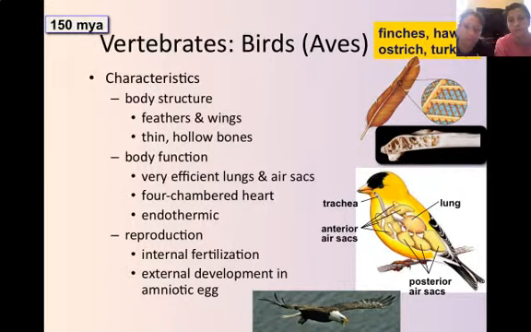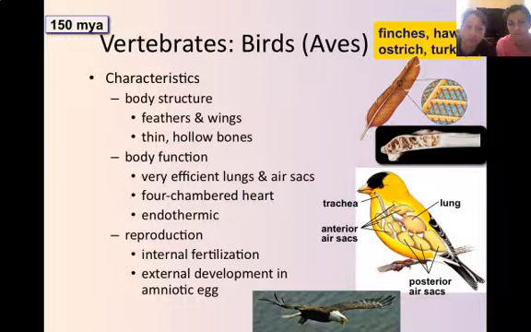Okay, so birds or aves, some examples they give: finches, hawks, ostrich, turkey. Again, a lot of examples of birds. They were observed about 150 million years ago. Their body structure in general, they've got feathers. They fly with their wings. Their bones are going to be really thin and hollow, very lightweight. Their body function as far as breathing, they've got very efficient lungs and air sacs in their lungs.